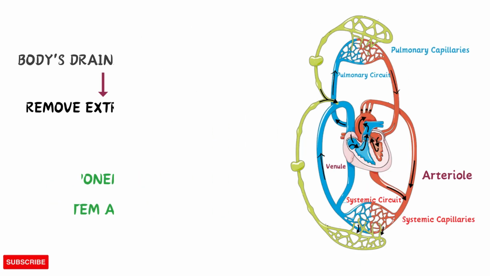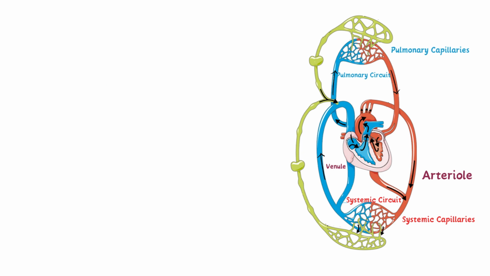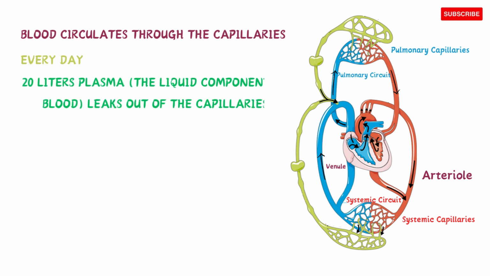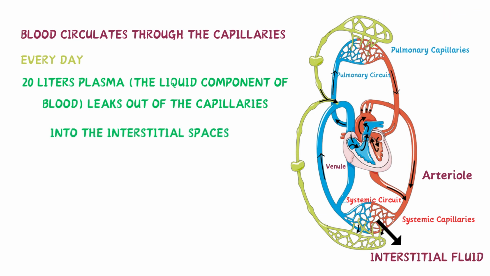The circulatory system provides the lymphatic system with a starting point. As blood circulates through the capillaries, it delivers nutrients and oxygen to the cells and removes waste. At the same time, every day 20 liters of plasma, the liquid component of blood, leaks out of the capillaries into the interstitial spaces surrounding the cells. So what happens to this liquid?